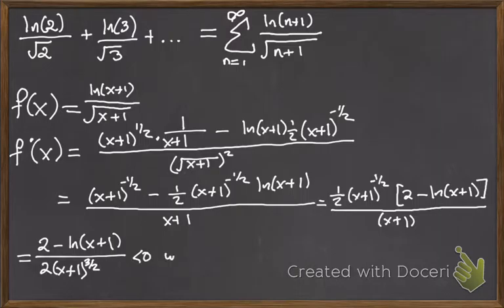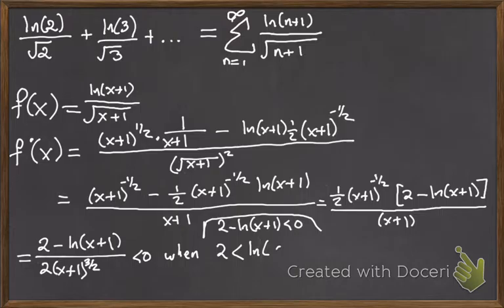And we want to know when this thing is negative. Now with the integral test we have some flexibility. It doesn't necessarily have to start decreasing at 1. It just eventually needs to start decreasing for the rest of time. So the top is where we're going to change signs. The bottom is always going to be positive. So we're looking at when 2 minus the natural log of x plus 1 is less than 0. Well, that's when 2 is less than the natural log of x plus 1.